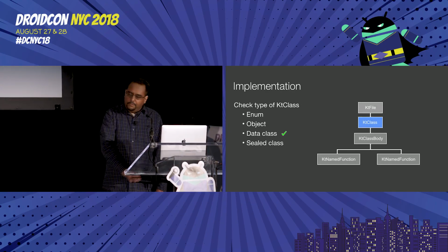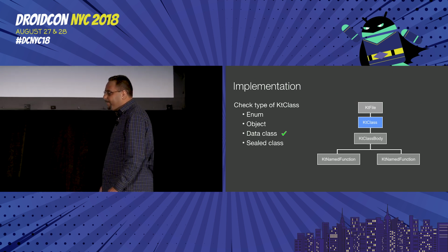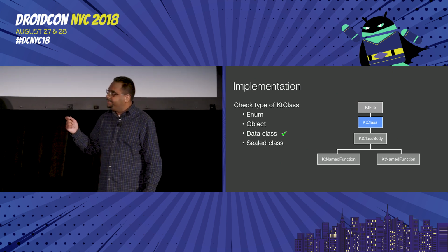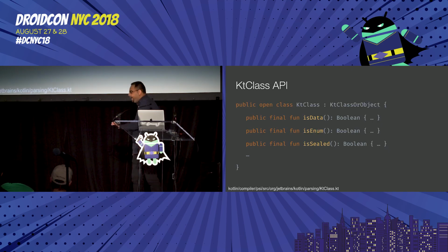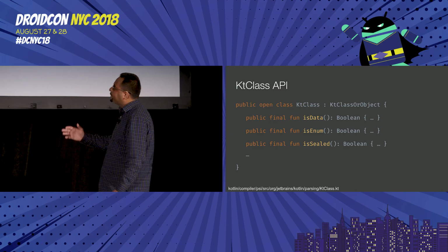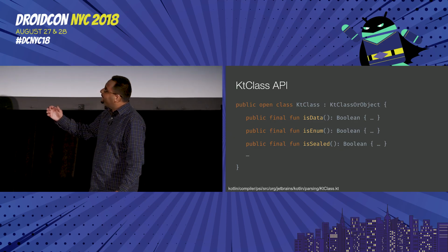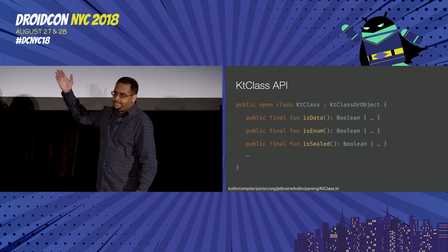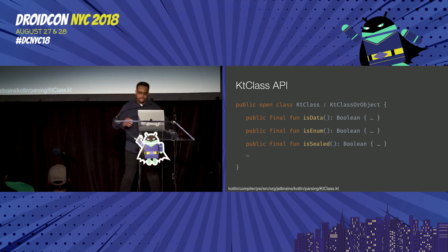So the first thing I need to check is KtClass, right? It provides me with an API to determine these things. Is it an enum class, object, data class, or sealed class? So if you go into the compiler and you look at the source code for KtClass, you're going to find these methods, right? You're going to utilize, obviously, the isData method, which is the one that we need, right? So we're going to keep that in mind in the back of our heads, right?